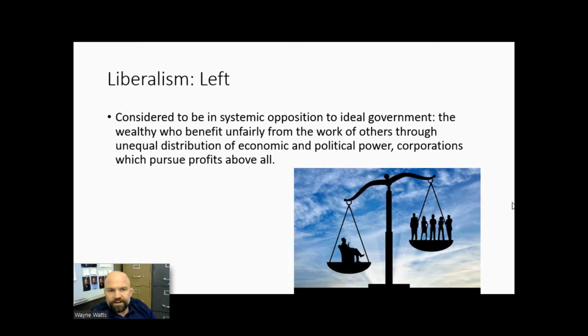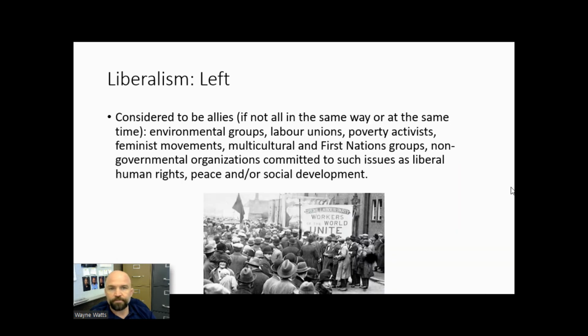Considered to be in systematic opposition to ideal government are the wealthy who benefit unfairly from the work of others through unequal distribution of economic and political power, and corporations which pursue profits above all.